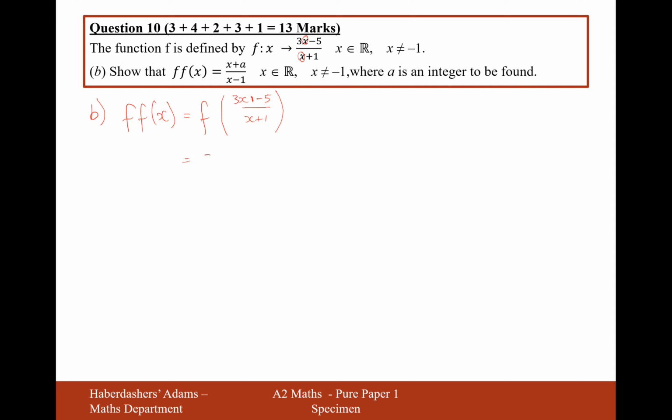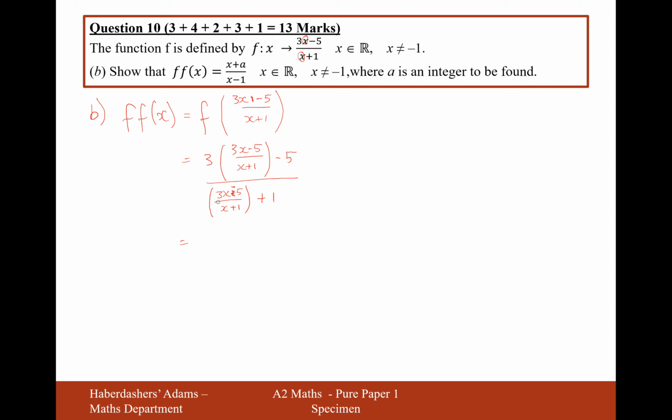So it's going to look like 3 brackets (3x minus 5) over (x plus 1) minus 5, over 3x minus 5 over x plus 1, plus 1. So what we've done is put the f function into both of the x positions in the f function again, because it's two f functions.